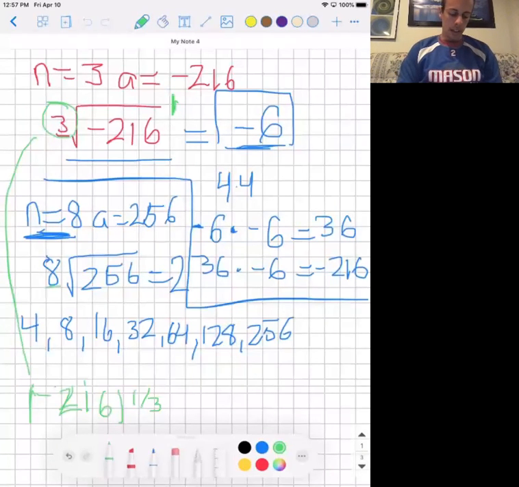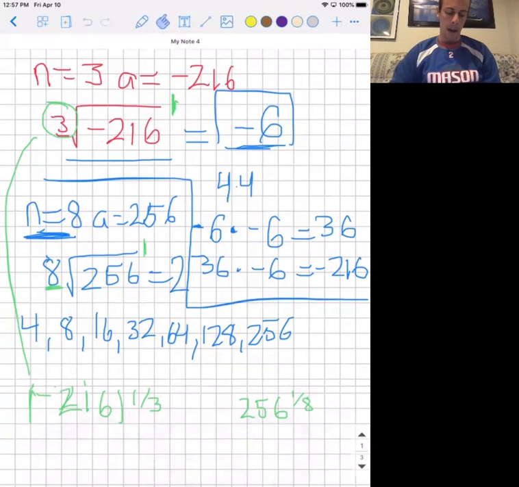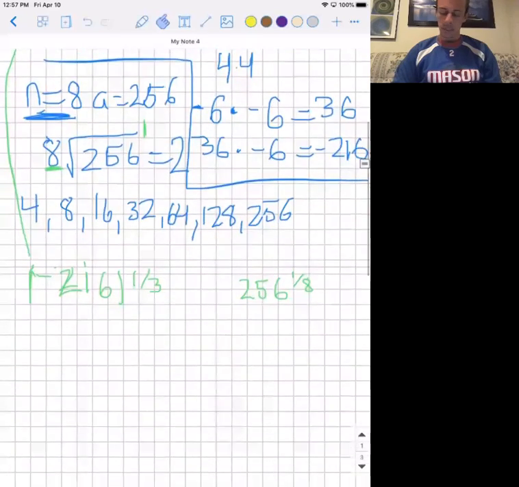Similarly, our index is going to become the denominator. So for the second one, we're going to say 256, and our fractional exponent is going to have an 8 in the denominator. And then since this is also to the first power, this would be 256 to the 1/8 power.